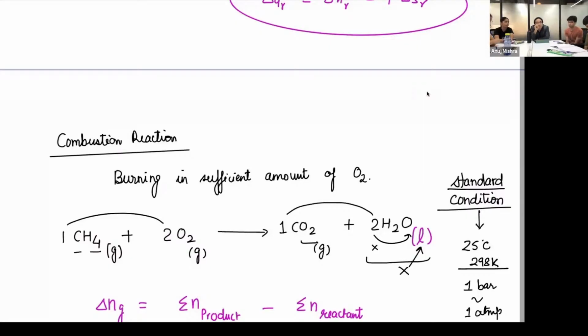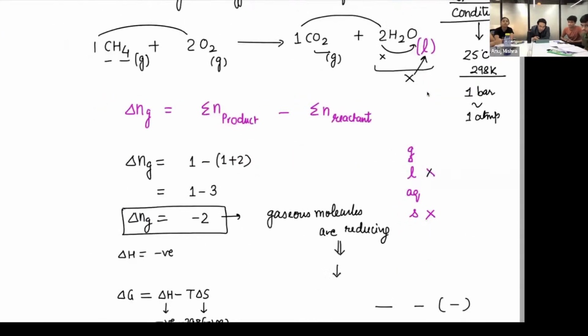Look at this equation. I said standard condition. What is standard condition? 25 degrees Celsius, 298 Kelvin. Water will be in which state? Liquid. How much is delta Ng for this equation? Delta Ng is negative 2.